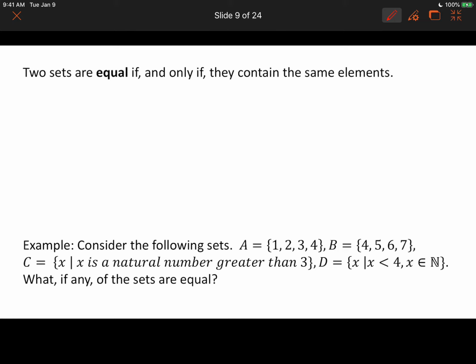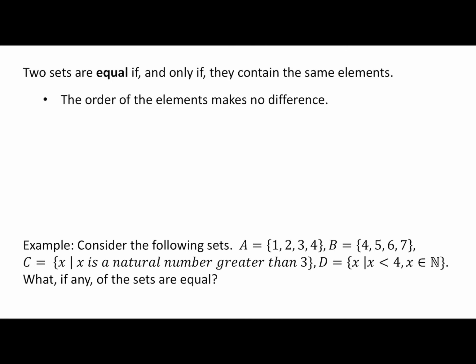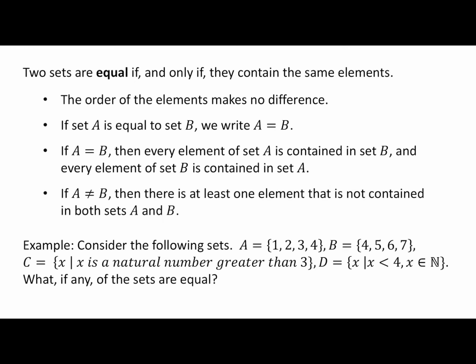Two sets are considered equal if and only if they contain the same elements. The order of the elements makes no difference. If two sets are equal, we write A equals B with the equal sign. If A is equal to set B, then every element of set A is contained in set B and vice versa. Every element of set B is contained in set A. If set A is not equal to set B, then there has to be at least one element that is not contained in both sets A and B.